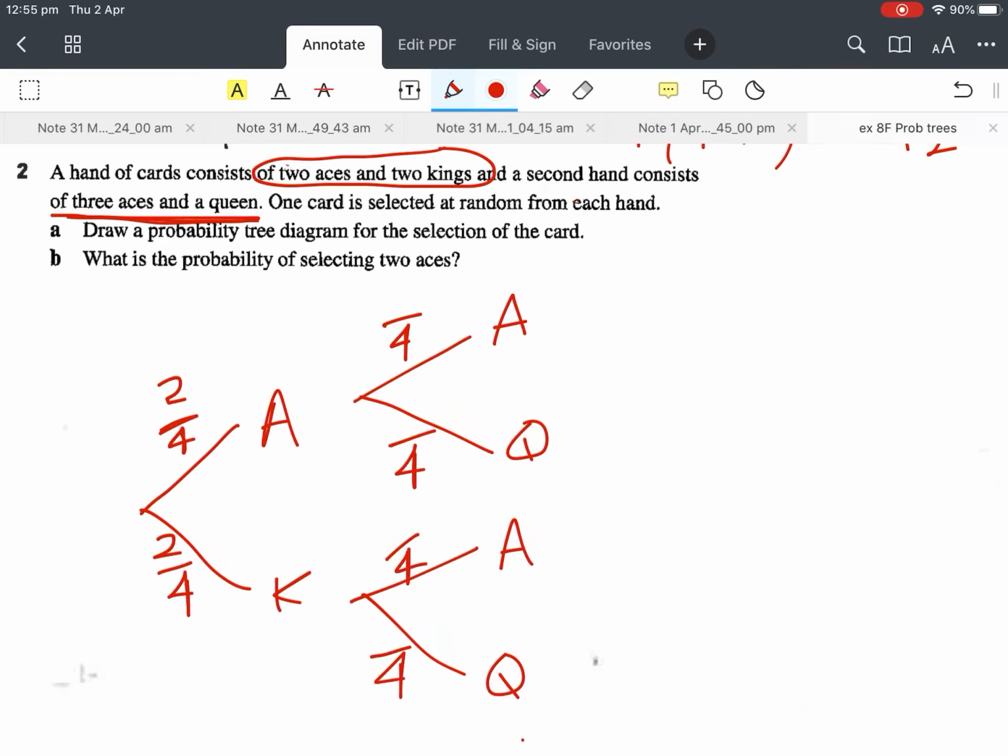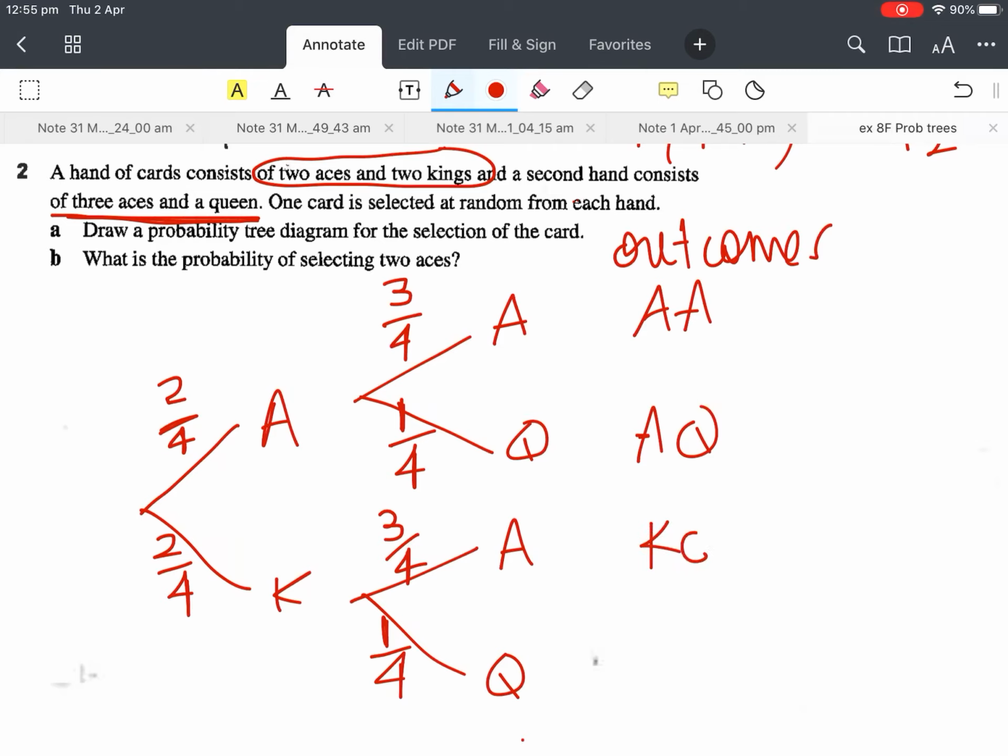And I have to say to myself, all right, how many aces did I have in that hand? Well, I had 3. So I can put a 3 on the ace branches, 3 there and 3 there. And I have 1 queen in this hand, so I can put a 1 on the queen branches. Now, just like before, write up your outcomes. A, Q, K. Oops, that's an A. And K, Q. Getting ahead of myself there.